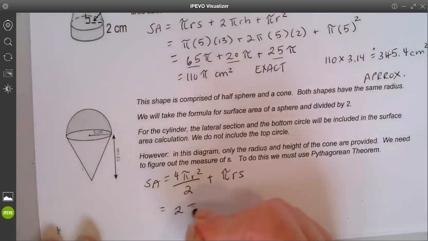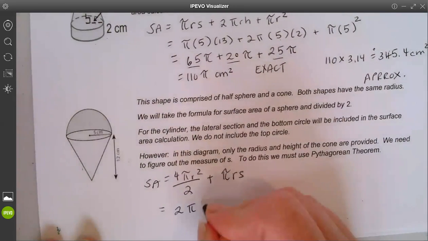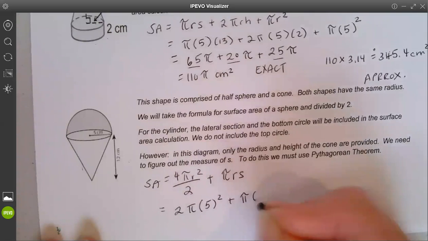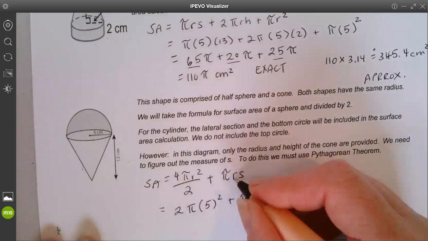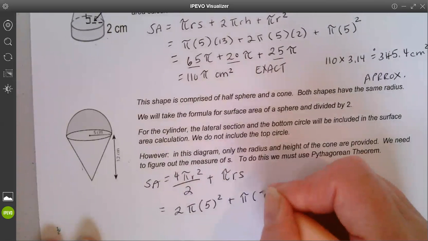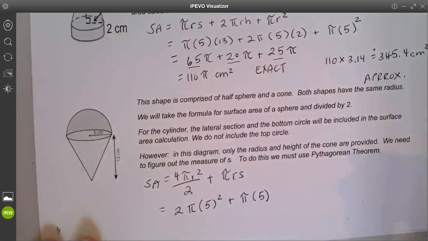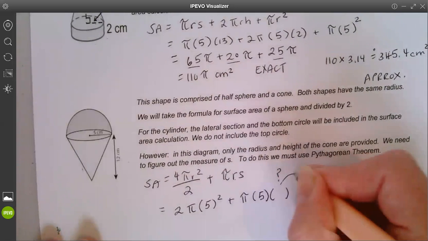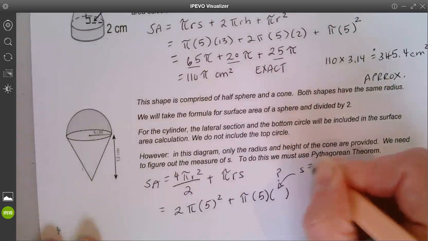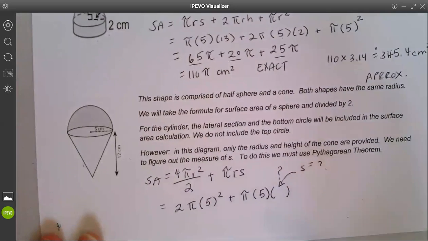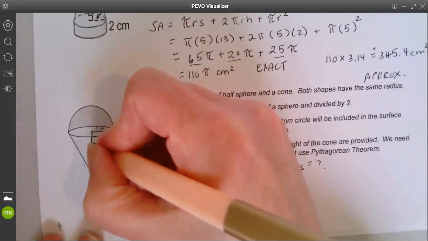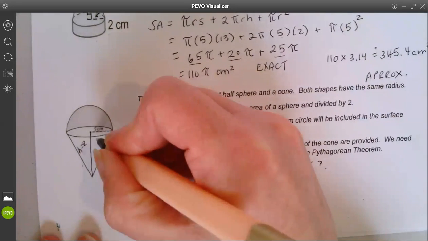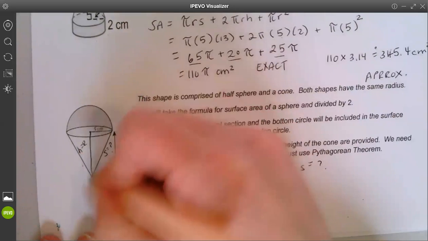Again, we can simplify. This is going to give us 2 pi. Our r value is 5. And our r value is 5, but we've got to figure out s. We haven't done that yet. What is s? So let's have a look at our diagram. This here is 12. And so this here is the question mark. That is s.